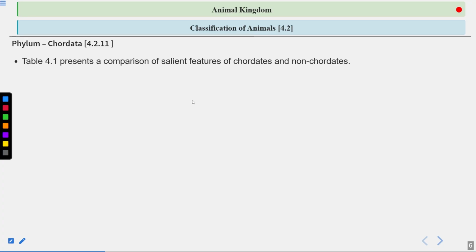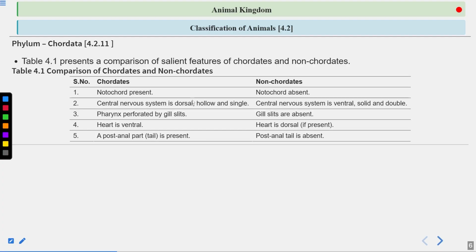Now we have a table that represents the comparison of the salient features of the chordates and non-chordates. So here is the feature, a comparison of the chordates and non-chordates. Till here we have studied all the phyla, right? This is the last phylum, called Chordata. So let us see the comparison between the chordates and non-chordates.